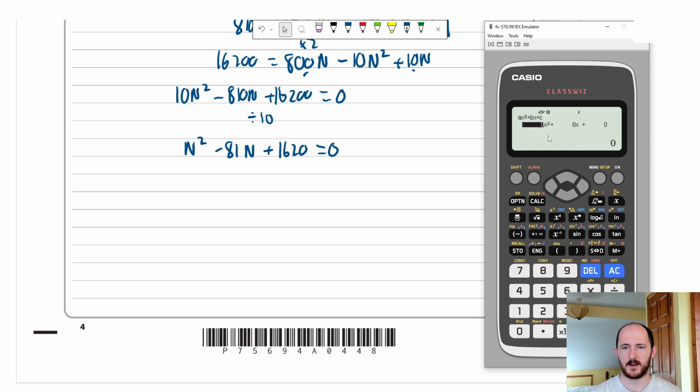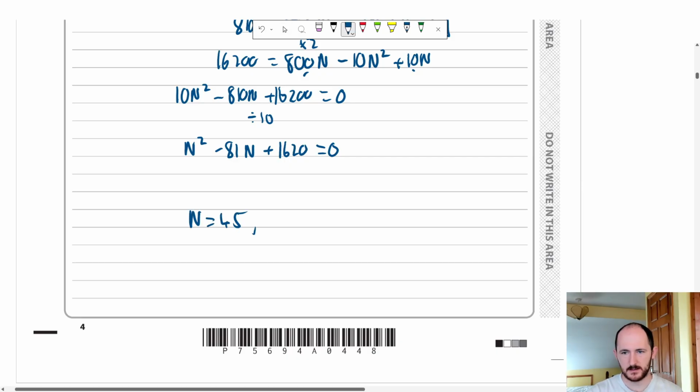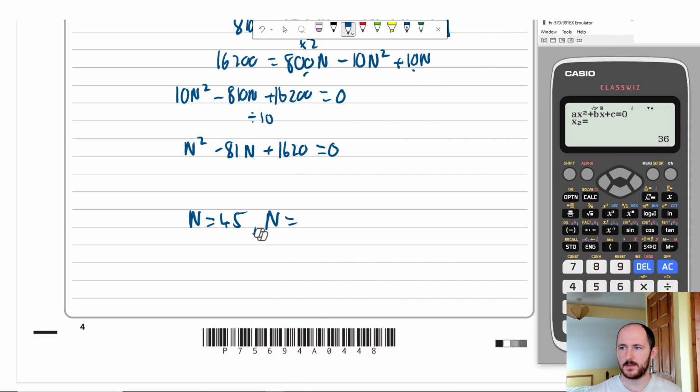We are going to use a calculator. I want to make it so the examiner doesn't know we've used a calculator. So we get n is 45. So I'm going to leave a space quickly. So we get n equals 45. And we get n equals 36.